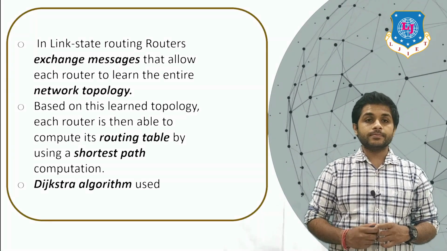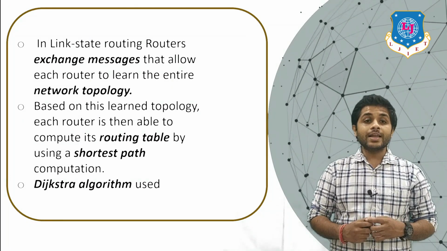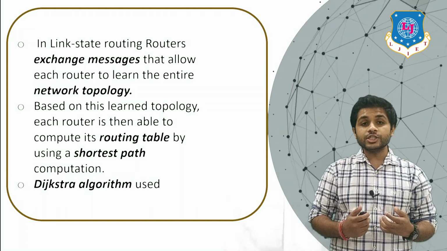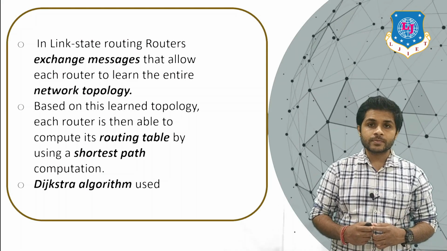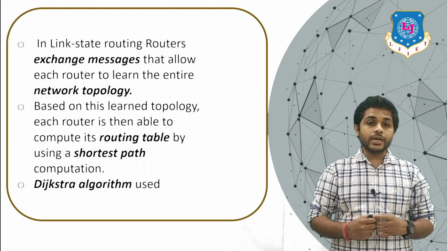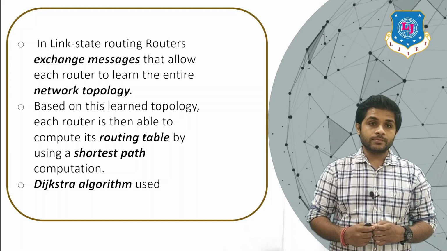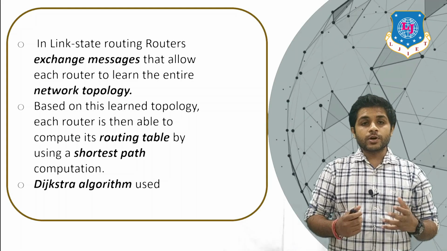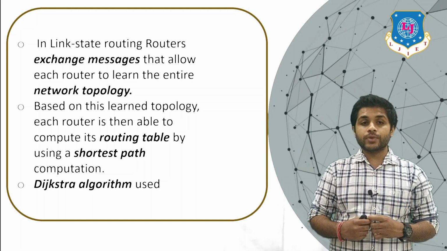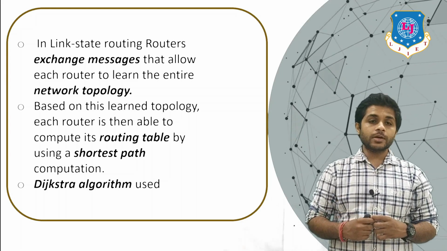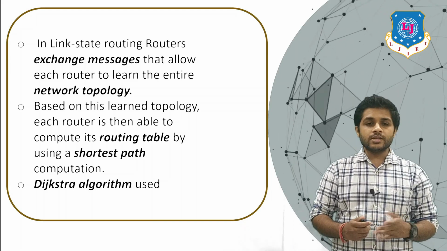So let us begin. In the link state routing, all the routers will exchange message with each other so that they can learn the entire network topology. After that, they will create the shortest path tree using the Dijkstra's algorithm. So in the network, each and every router will create their own shortest path tree. And to create the shortest path tree, they will use the Dijkstra's algorithm. So let's see how it works.